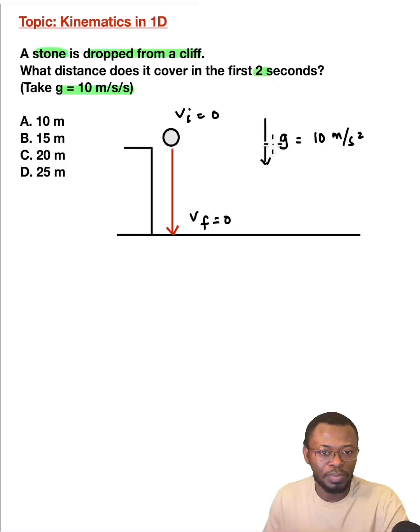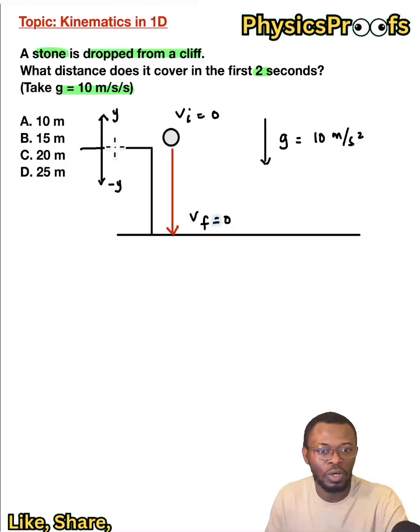We need to specify our coordinate system. Since this is a vertical motion, all we need to do is place our vertical axis such that pointing upwards is positive y and pointing downwards is negative y. And then we don't have any horizontal motion.